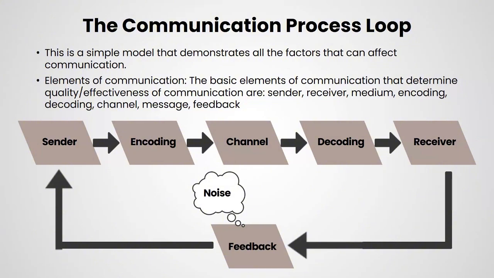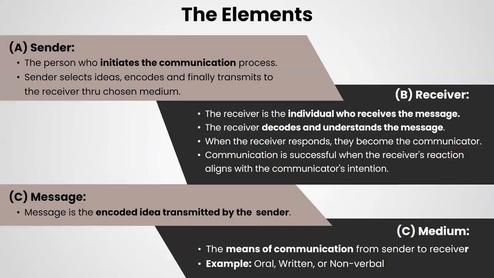All these factors affect communication's quality and also effectiveness. For example, if the sender is not sending the message audible enough, that can affect the message. We're also going to look at all the other elements of the communication process. Sender: this is a person who initiates the communication process. The sender selects the idea, encodes, and finally transmits it to the receiver through a chosen medium. So you find that the sender may send the message orally or written or through a short video.